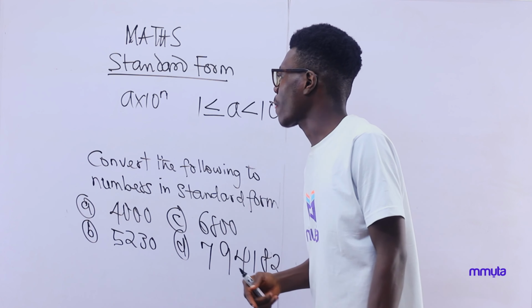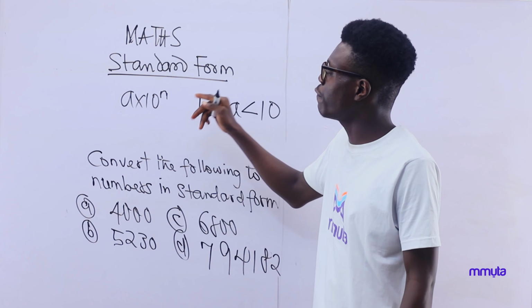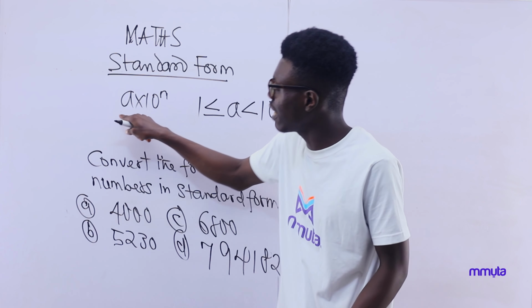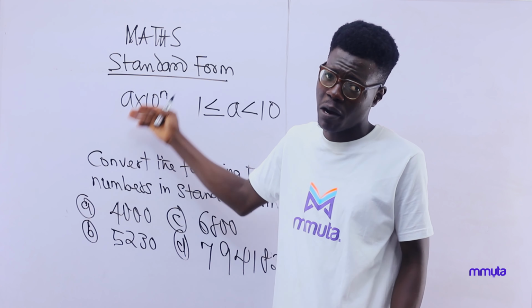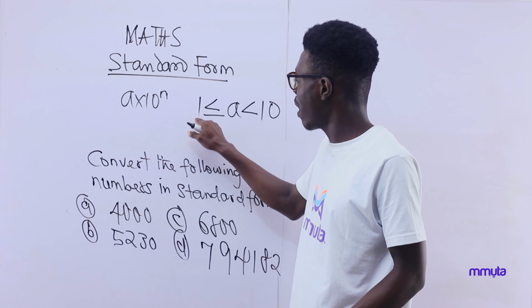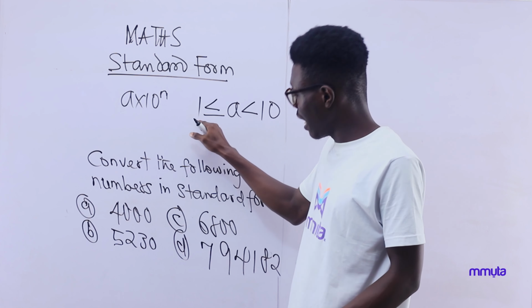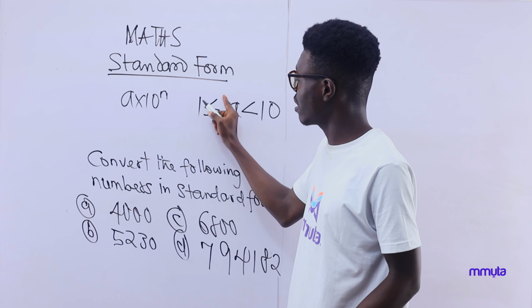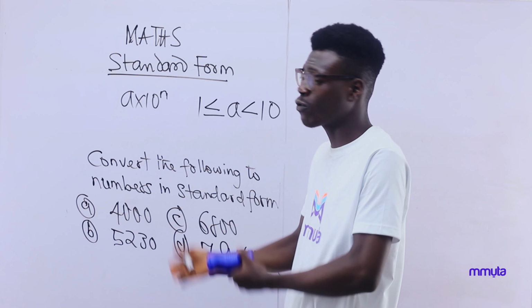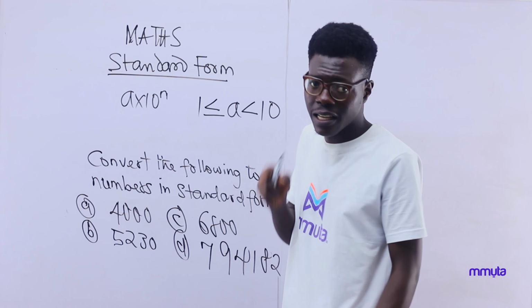So what do we do? If you have any number and you want to express that number in standard form, it must take the form of a times 10 to the power of n, where a is a number that is between 1 and 10. Remember, a can equal 1, because less than or equal to means that it can equal 1. You understand? It is from 1 and above, but it should be less than 10.